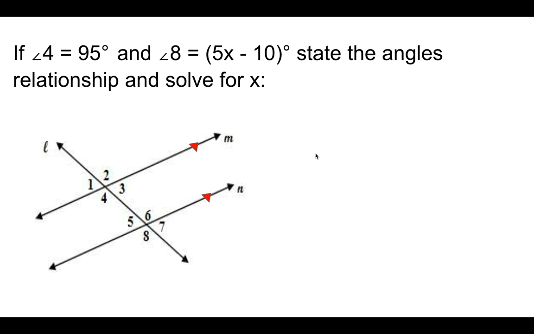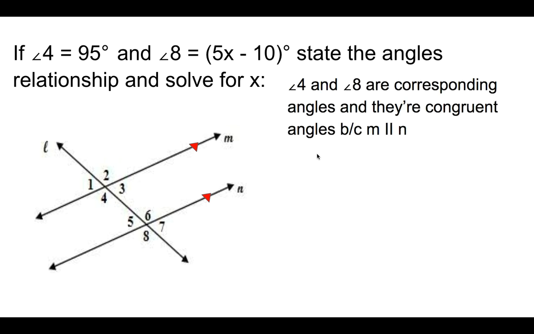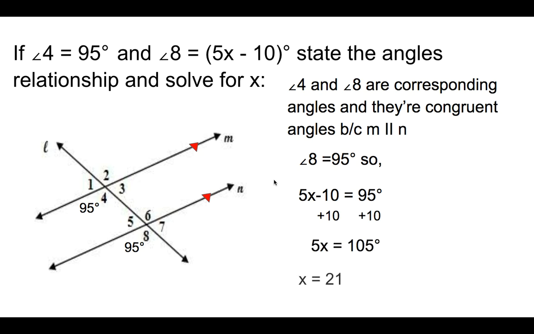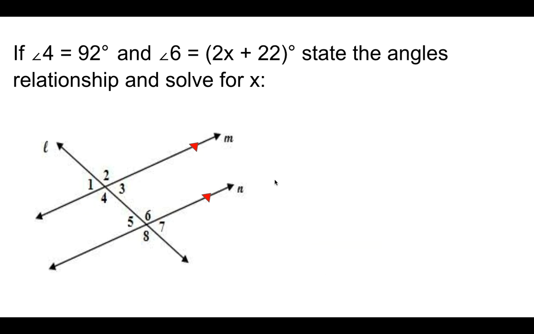That means that angle 4 and angle 8 are congruent because lines M and N are parallel and they are corresponding angles. Remember, when they're in the same relative position, we say that they're corresponding angles. So that means if I know angle 4 is 95 degrees, then I know that angle 8 is also 95 degrees. And that means I can go ahead and do 5x minus 10 is equal to 95 degrees. And then again from here, just doing some algebra, adding 10 to both sides, 5x equals 105, divided by 5 is 21.